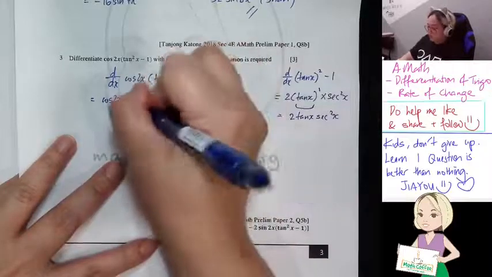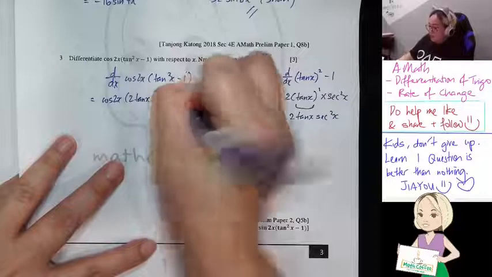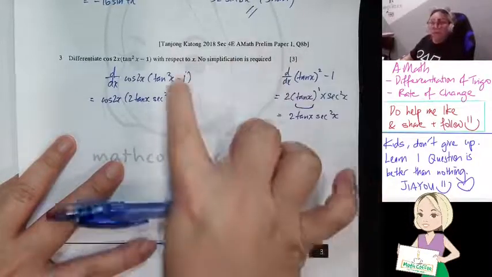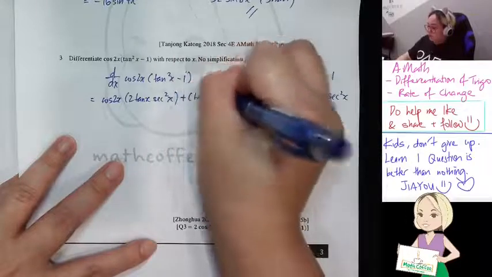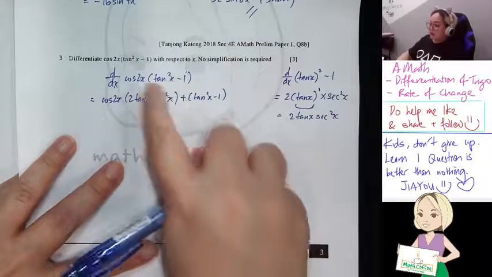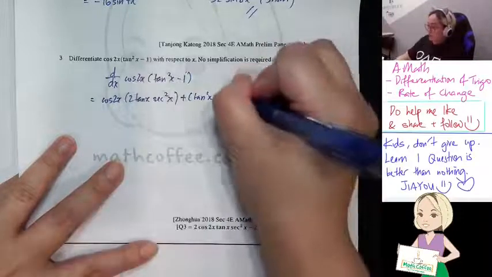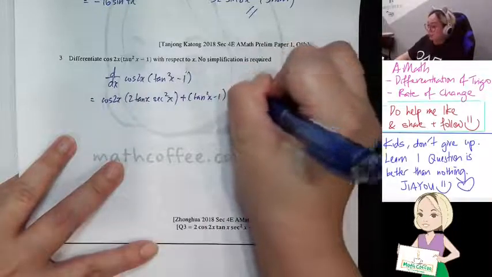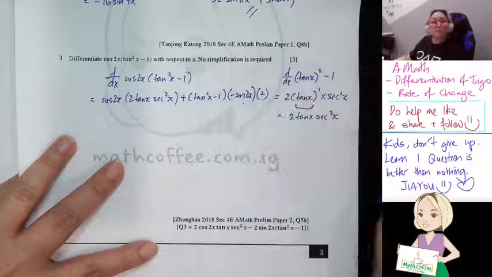So it will be 2 tangent x secant squared x plus. Now I'm going to keep the right hand side, which is tangent squared x minus 1, and differentiate the left hand side, which is cosine 2x, which will give us minus sine 2x. Don't forget to multiply by the inside, which is a 2.